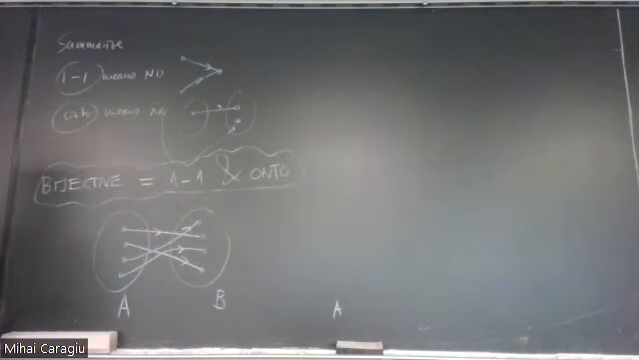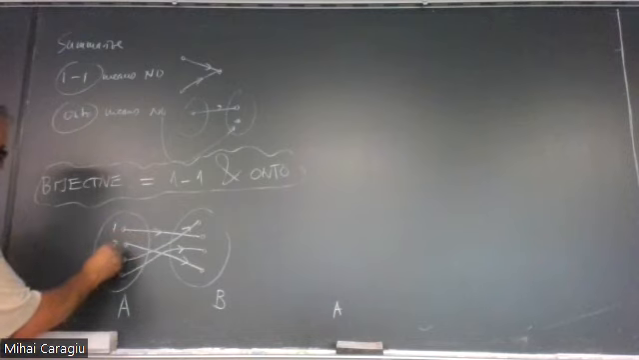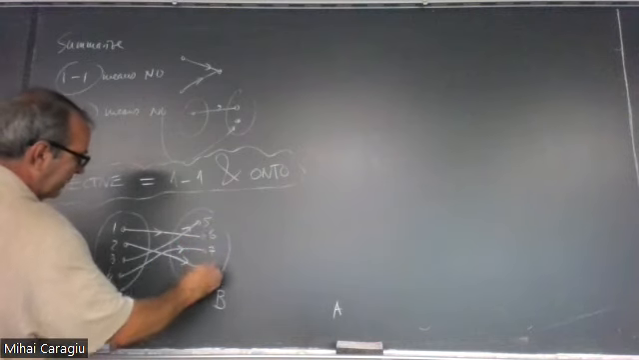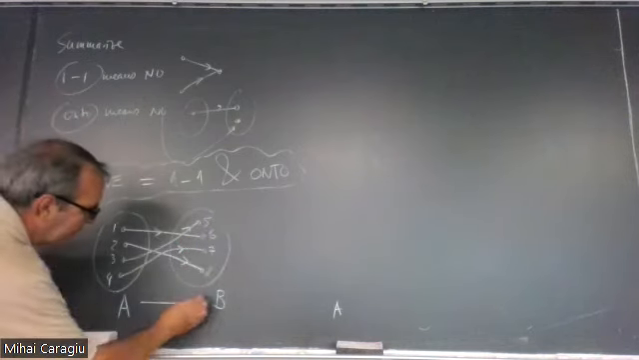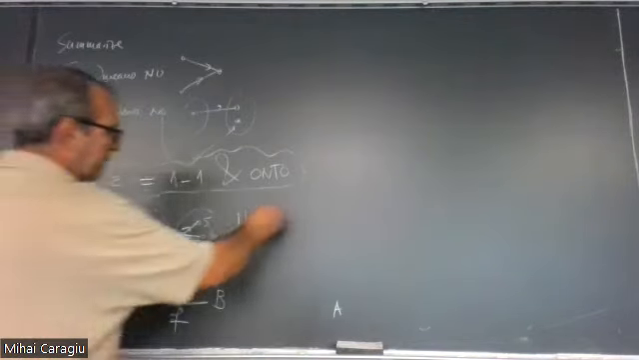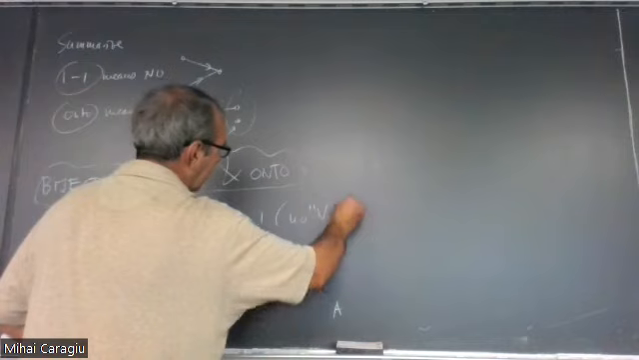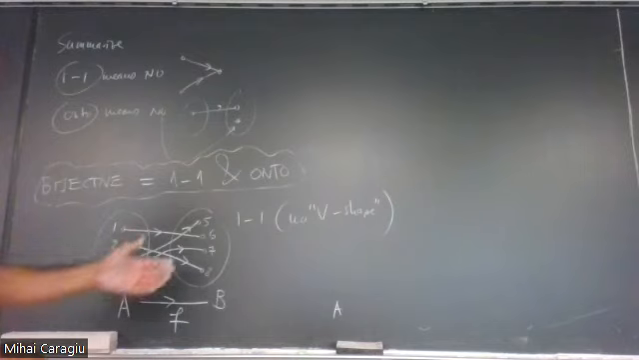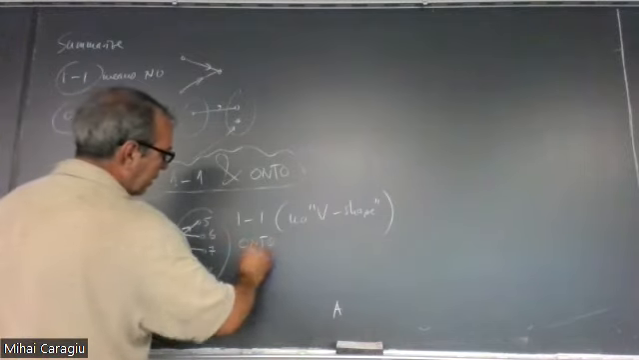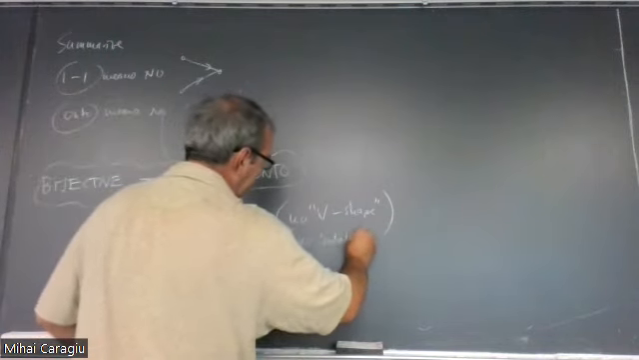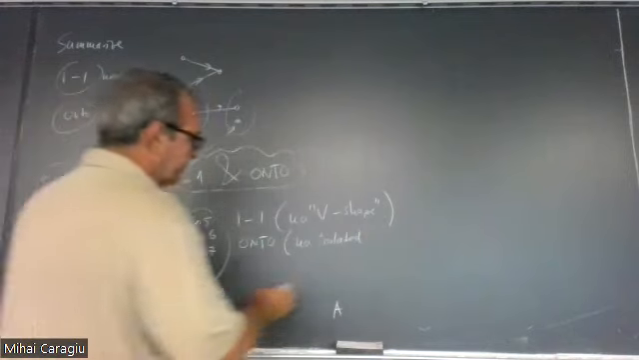So let's label the elements. We can say 1, 2, 3, 4, that's A. B is 5, 6, 7, 8. So this function f from A to B is one-to-one, which means no V shape. And onto means no isolated elements in B. Isolated in the sense that they are not targeted by any arrow.